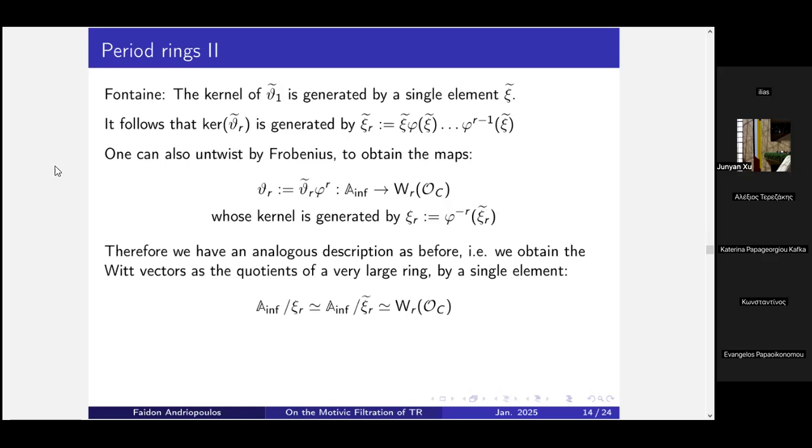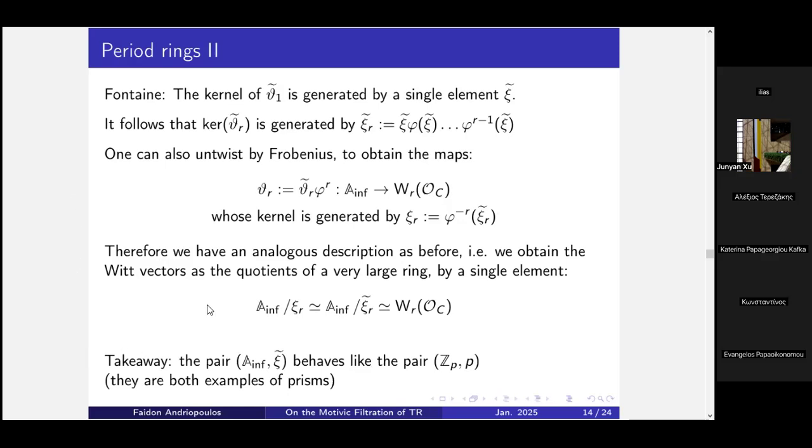So what we have for this particular very large ring is an analogous description as before. We can obtain the Witt vectors of a very large ring by taking a quotient with respect to a single element. Before, we had Z_p mod p^r giving us back W_r of F_p. Here we have A_inf mod xi r giving us back W_r of O_C. It doesn't matter whether we quotient out by xi r or xi r tilde. One is a Frobenius twist of the other.